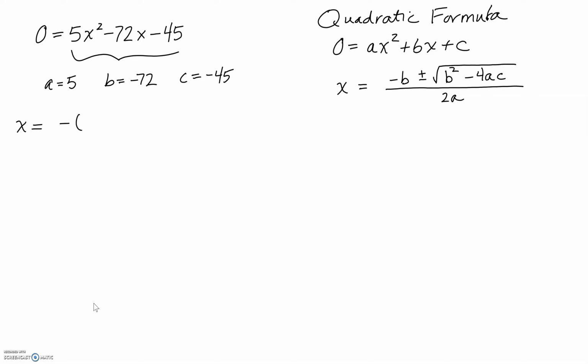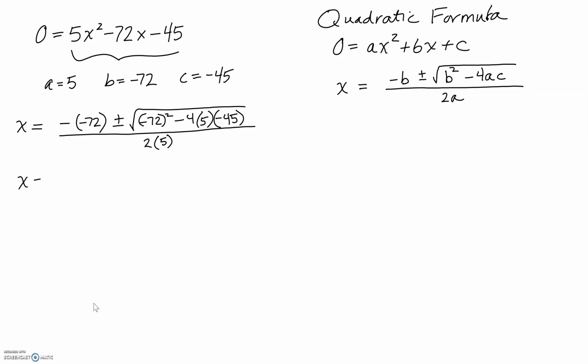So then we can solve for x using this formula. We'd have negative b, and b is negative 72. Notice that those two negatives are going to cancel each other out. Plus or minus the square root of b, which is negative 72 squared, minus 4 times a, which is 5, times c, which is negative 45. And that is all over, make sure you put it all over, 2 times a, which is 5. Now we just want to simplify. So the two negatives make a positive 72, plus or minus the square root. Negative 72 squared, any negative number becomes a positive when you square it, and you can use your calculator to get 5,184.